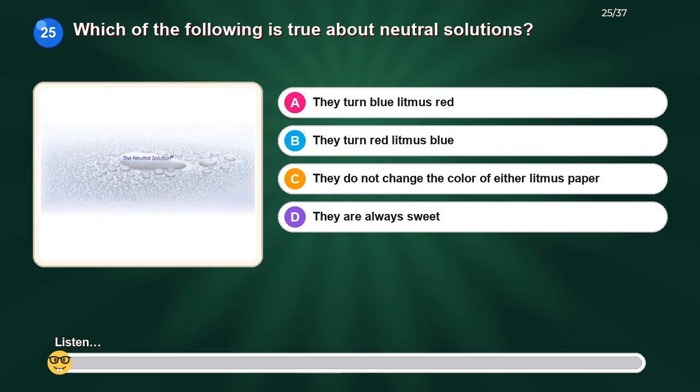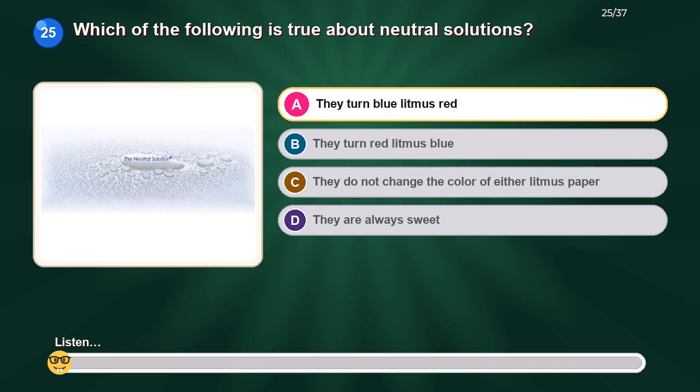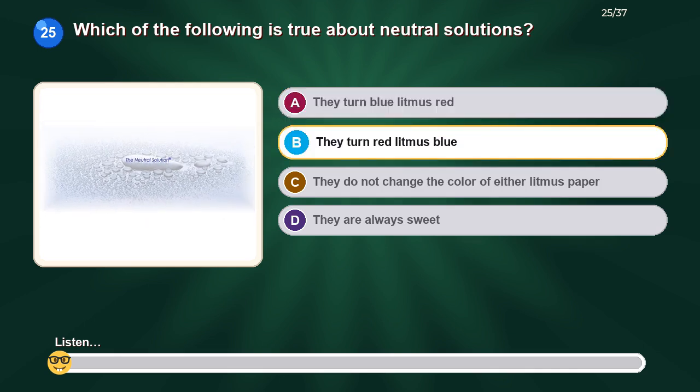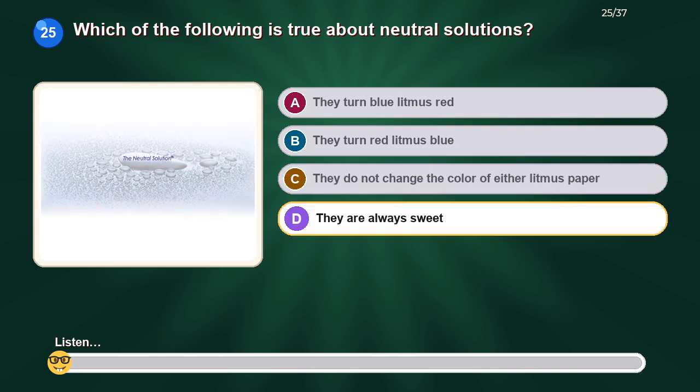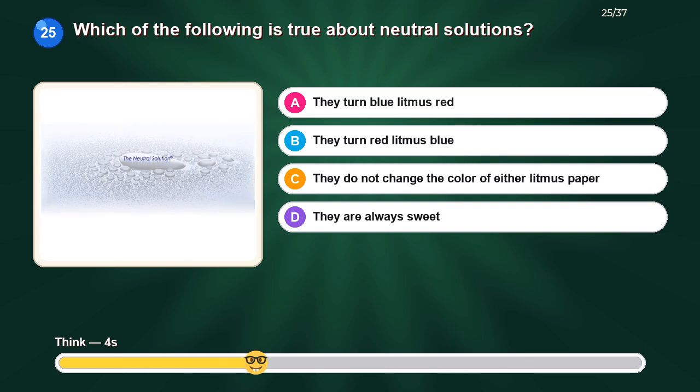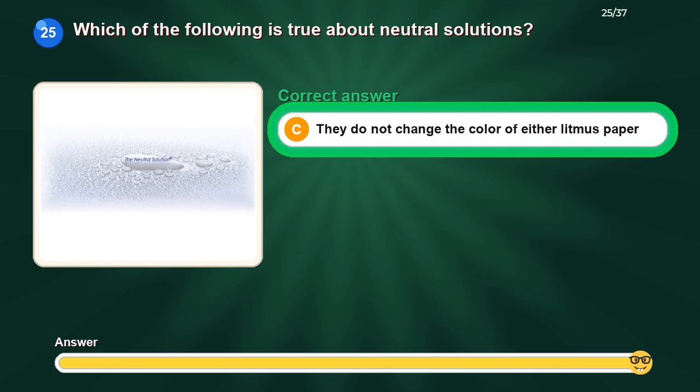Which of the following is true about neutral solutions? Option A, they turn blue litmus red. Option B, they turn red litmus blue. Option C, they do not change the color of either litmus paper. Option D, they are always sweet. The correct answer is, they do not change the color of either litmus paper.